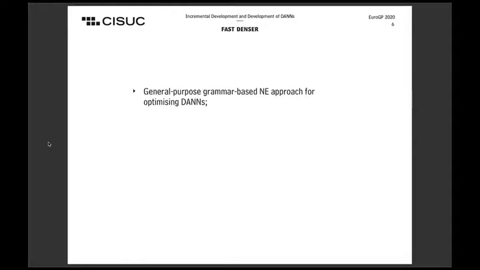In the particular case of this paper, we apply incremental learning and development to a NeuroEvolution framework known as Fast Deep Evolutionary Network Structure Representation. FastDenser is a general-purpose grammar-based NeuroEvolution approach that can effectively optimize deep artificial neural networks. FastDenser generates fully trained networks, that is, the networks that are generated by FastDenser do not require further training after the end of the evolutionary process.